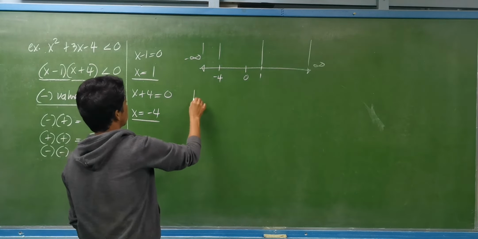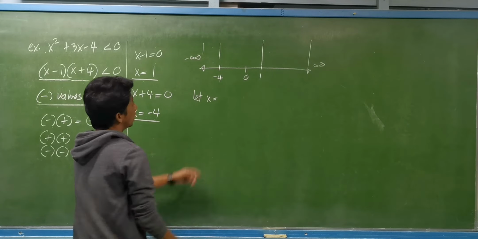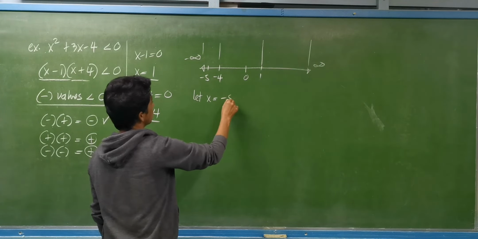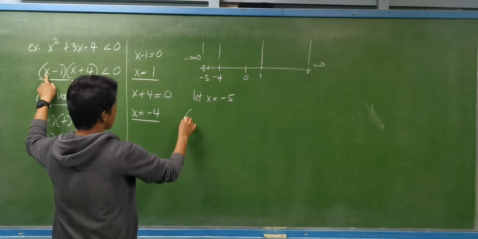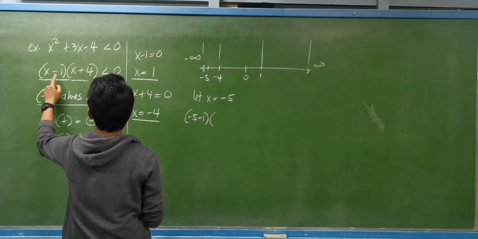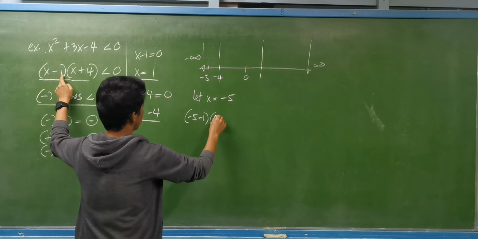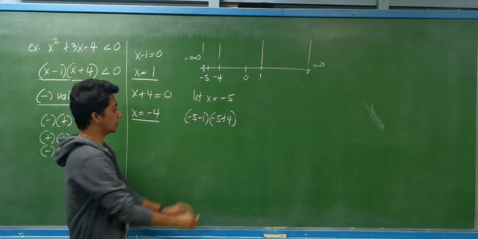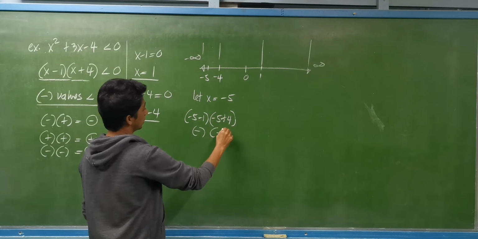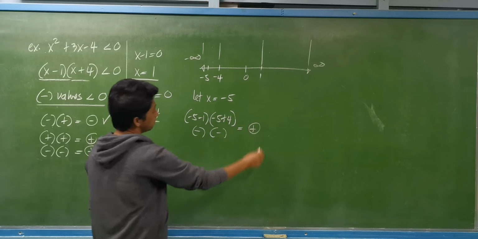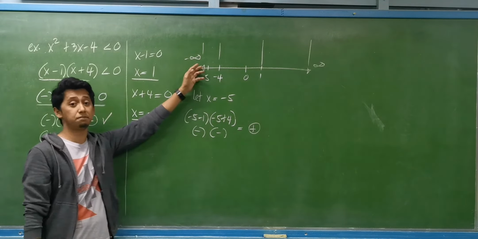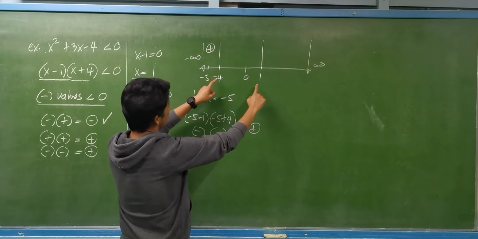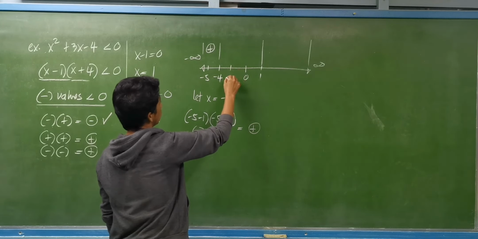So first, let x be a value from negative infinity to negative 4. For example, I'll use x equal to negative 5. So you have negative 5 minus 1 multiplied by negative 5 plus 4. Obviously, this is negative multiplied by negative, which will give us a positive product. So the interval from negative infinity to negative 4 is positive.